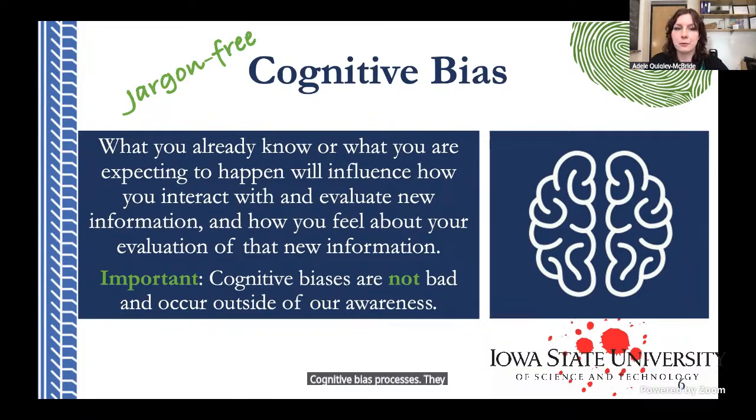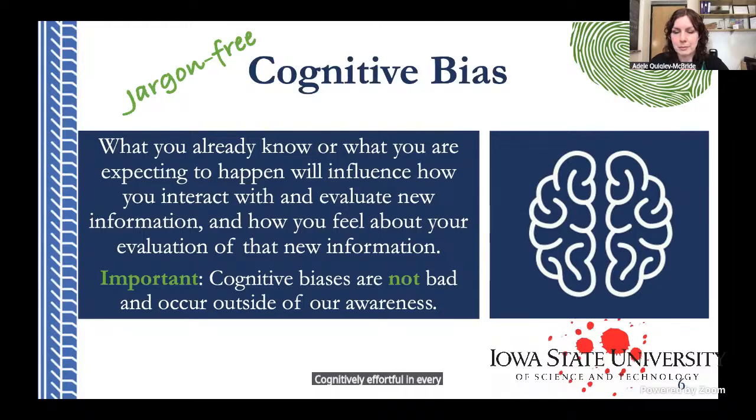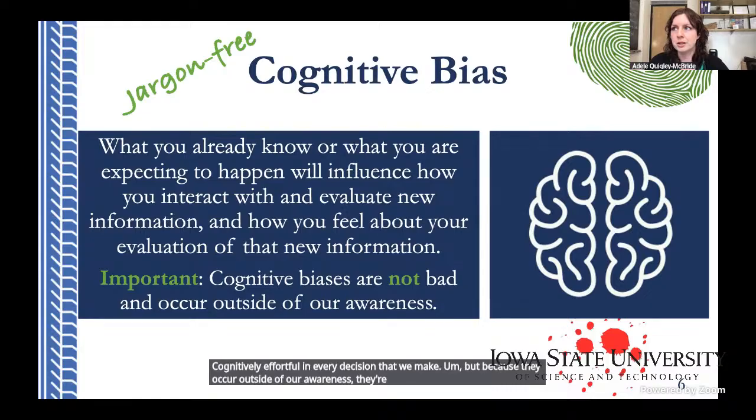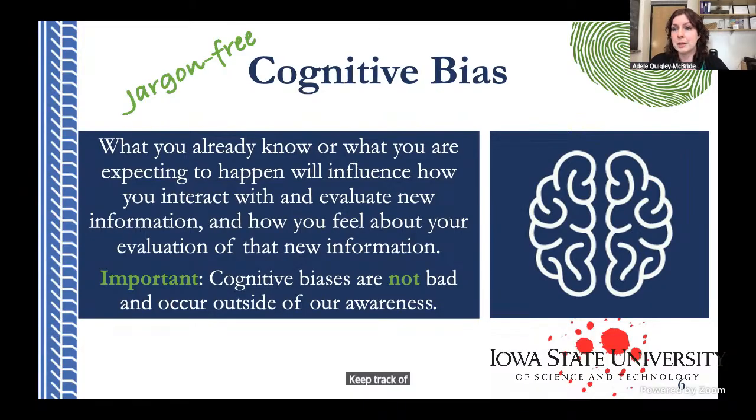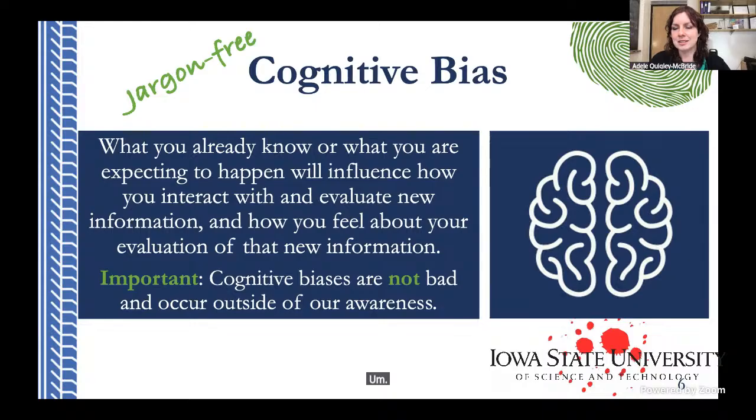They allow us to make efficient, quick decisions. They also occur largely outside of our awareness. That's also important because we can't be constantly cognitively effortful in every decision that we make. But because they occur outside of our awareness, they're much harder to keep track of, maybe control. And it's also what makes it so interesting for people like me to study because they're just sort of happening, and the solutions to them are much more complicated. So hopefully that gives you guys some background on what cognitive bias is.